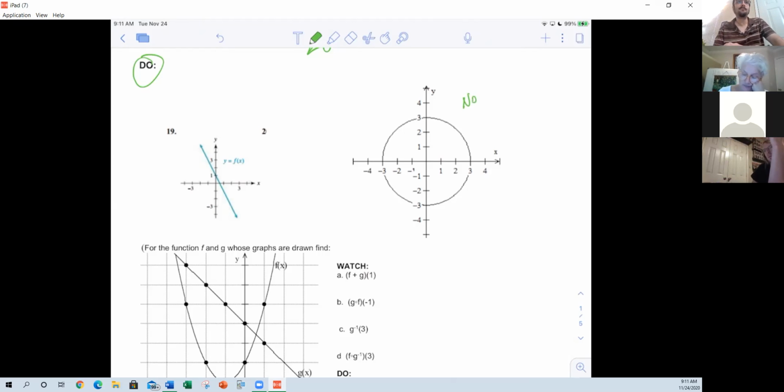Doesn't pass the vertical line test. Doesn't pass the horizontal line test. Actually, sorry, it's not even a function. You're exactly right. It doesn't pass the vertical line test either, so it's not a function at all. So it doesn't pass the vertical line test, nor does it pass the horizontal line test.